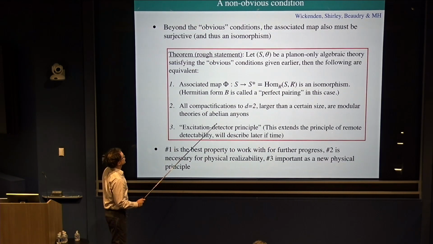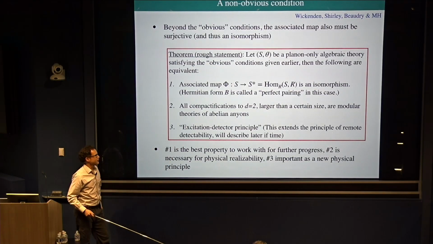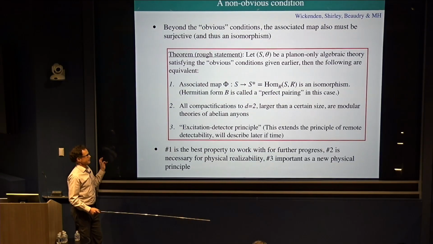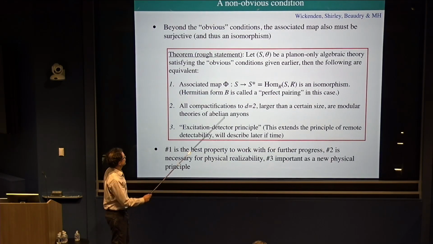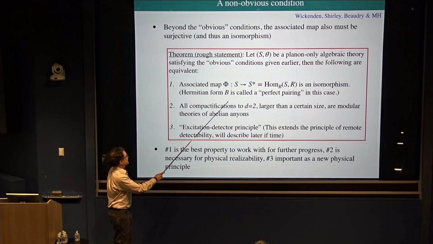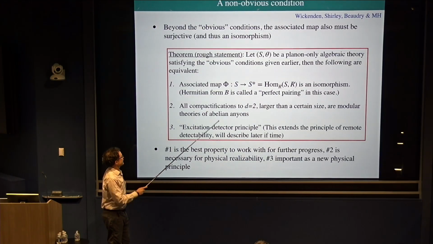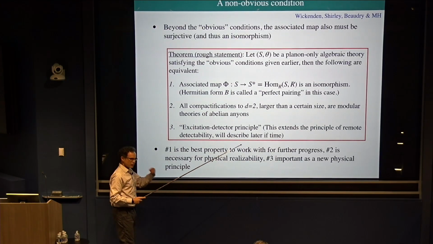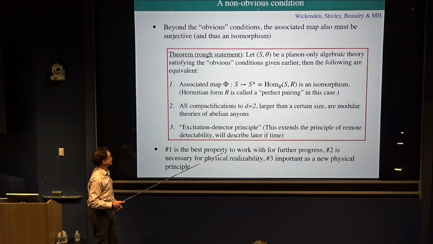Yeah, so there's also a condition on this algebraic data which is not obvious. And it's kind of a long story where this comes from. I'm not going to have time to tell that because I want to emphasize some newer results. But we proved a theorem which tells us that in order for one of these theories to be physically realizable, this map phi not only has to be injective, it also has to be surjective. So it has to be an isomorphism.